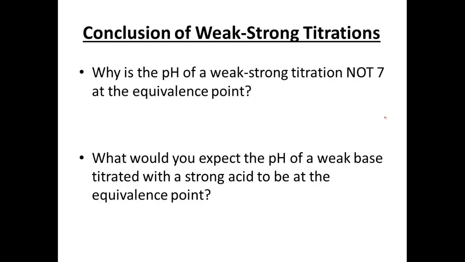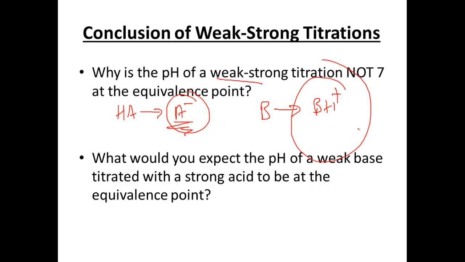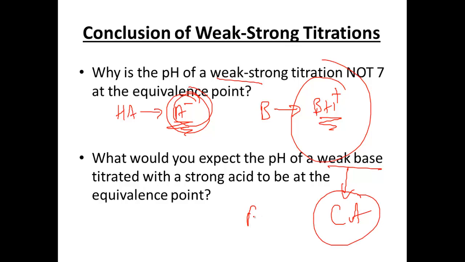Why is the pH not 7 for a weak-strong titration? Because for a weak-strong titration, you've either taken your weak acid and converted it into an A minus, which is a base, or you've turned your weak base into its conjugate acid form, which is an acid. So the pH is never going to be 7 for a weak-strong titration because you've created either conjugate acids or conjugate bases. So, what do you think the pH will be if you titrate a weak base at the equivalence point? Okay, you should be saying the weak base has been turned into its conjugate acid form, so it's going to be acidic, and that means the pH is less than 7.